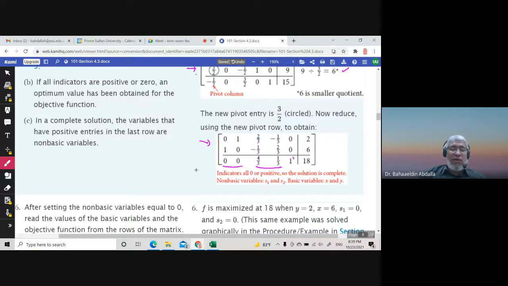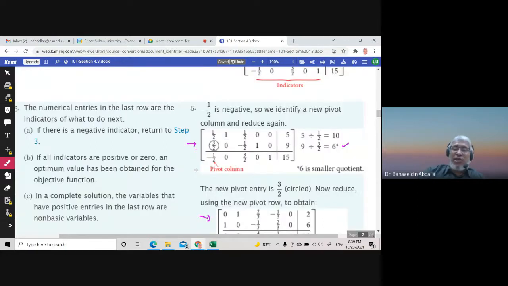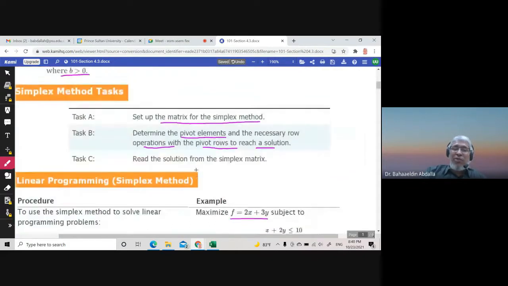So f is not really considered basic or non-basic because it will always be 0, 0, 1. It will always be there. The change happens with x, y, and s1 and s2. That we can read. This is task B. We finished now task B. Let us go back to task B.